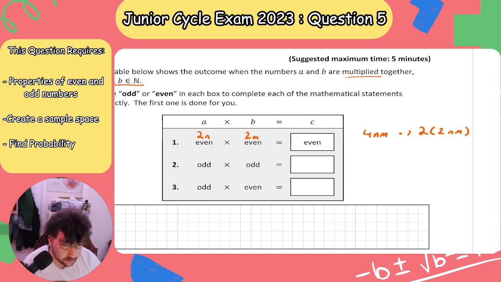Odd numbers, again, aren't a multiple of 2. That's what makes them odd. So odd times odd is always going to give us an odd number.